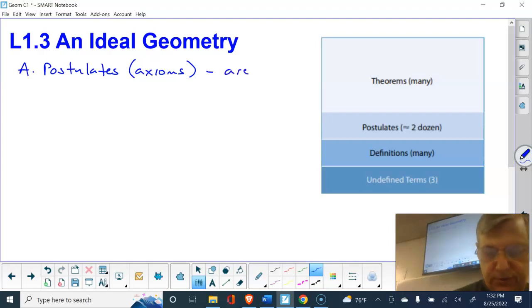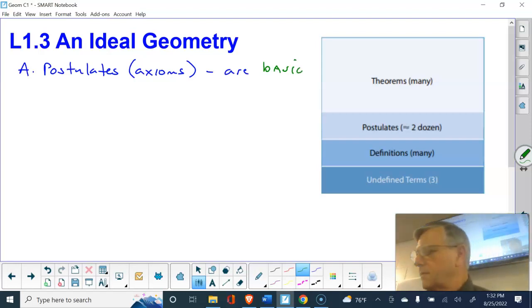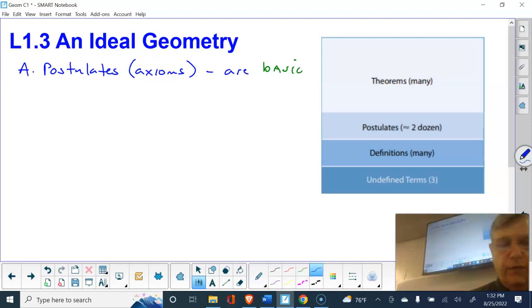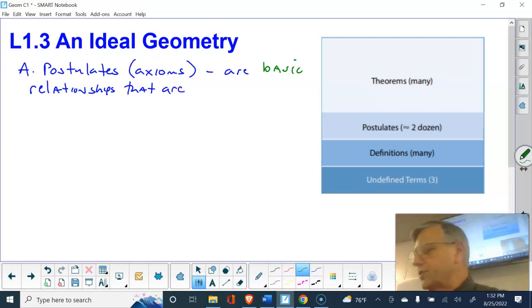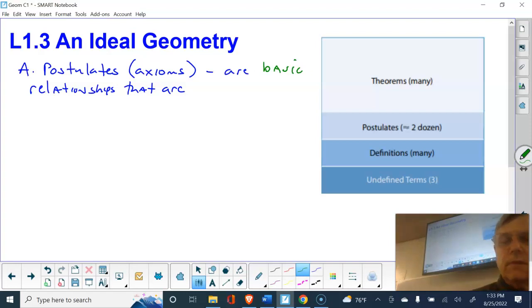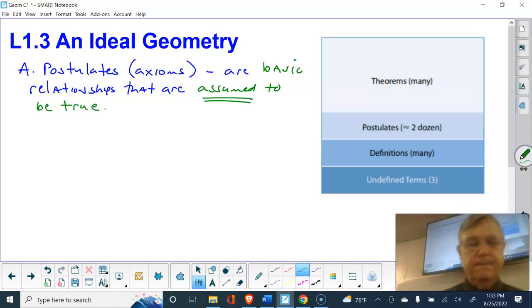They are, and I'm going to use green here, they are basic, back to blue for a few words, basic relationships that are, and then grab your green again, and this is the key, assumed to be true. Assumed to be true. And assumed is the key word there.